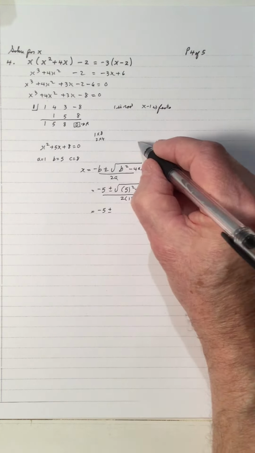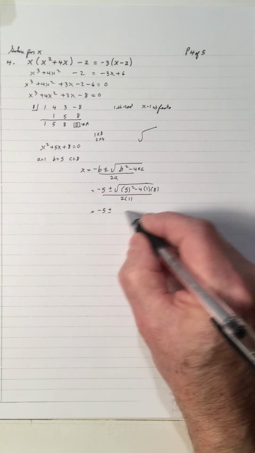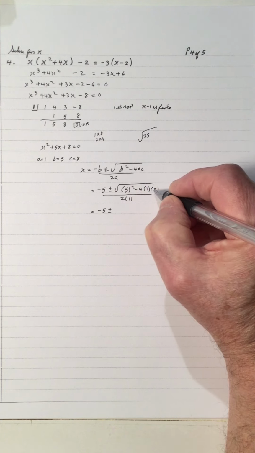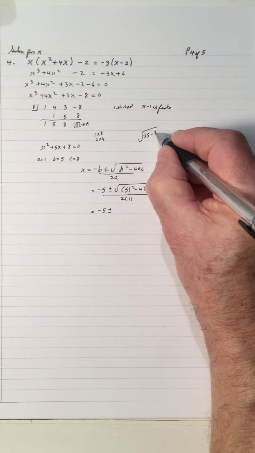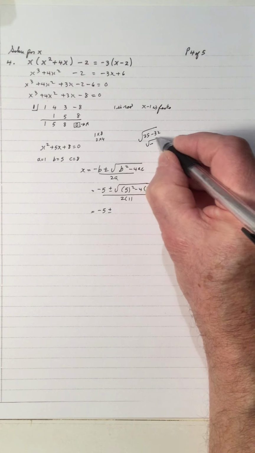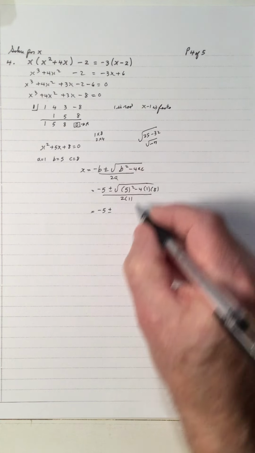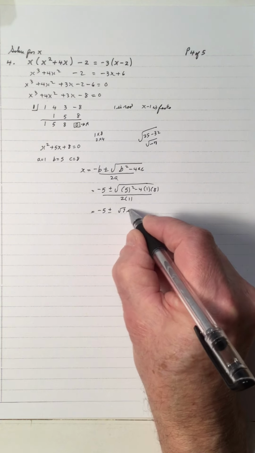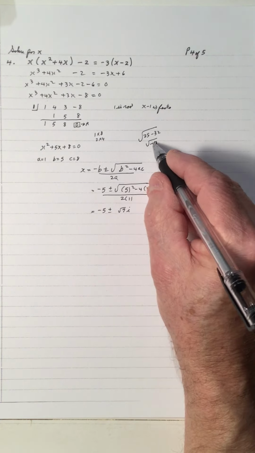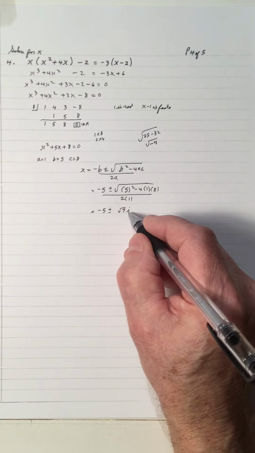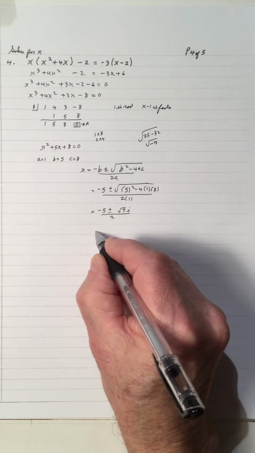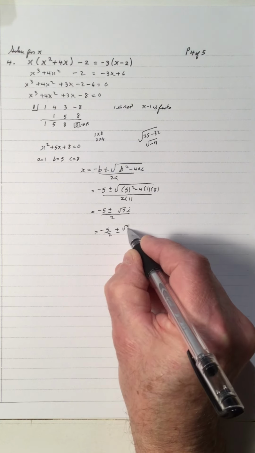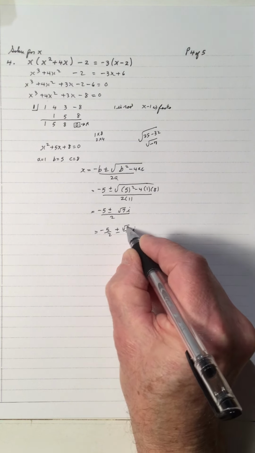Let's work this out. Instead of writing it all down, I work out 25, and negative 4 times 8 is negative 32. So that's a negative 7. So that's root 7 with an i. Square root of a negative, you can't do it. And it's all over 2. So it's negative 5 divided by 2 plus or minus root 7 over 2i.